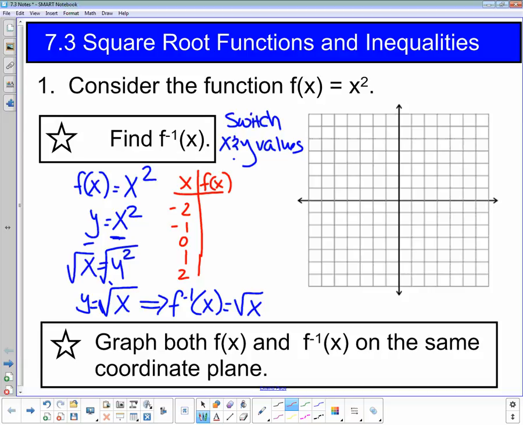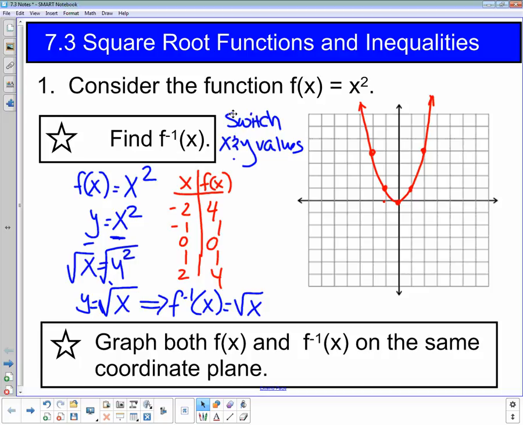So -2 squared is going to give us a 4. -1 squared is going to give us a 1. 0 squared is 0. 1 squared is 1. And 2 squared is 4. So if we plot these points out, for -2, go over 2 and up 4, so 1, 2, 3, 4. And then we go over 1 and up 1. We have a point 0, 0. We have a point 1, 1. And our point 2, 4. So 1, 2, 3, and 4. So if we just create our little graph, that's what our f of x looks like.